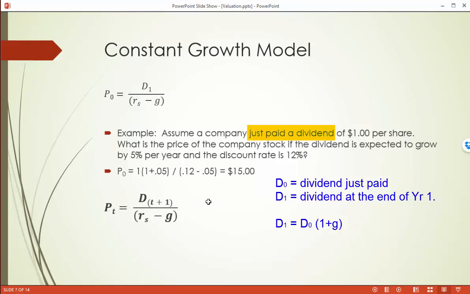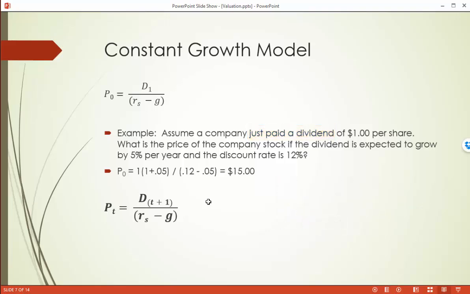So we can use this formula, D1 is equal to D0 times 1 plus the growth rate. And that way we can come up with what the next dividend is going to be, what D1 will be. So again, the dividend just paid is not the next year's dividend. Next year's dividend is going to be 5% bigger. So let's look at the solution here.